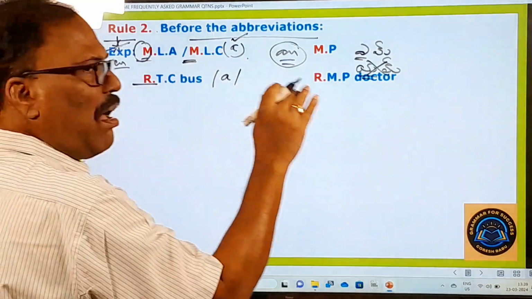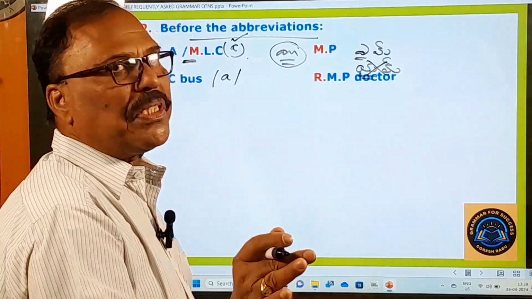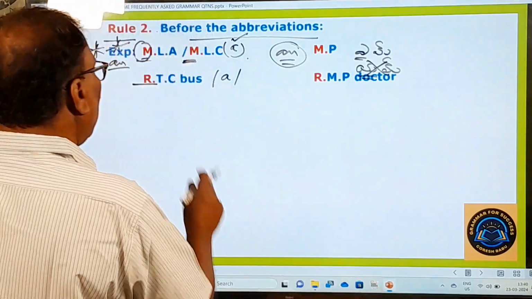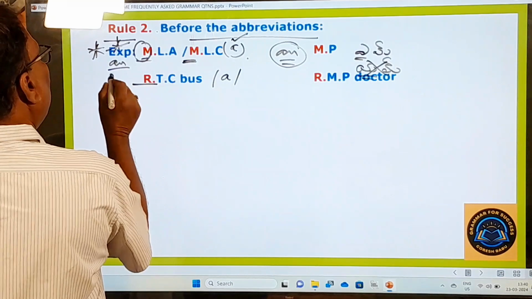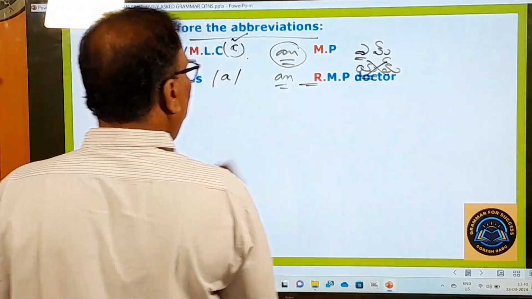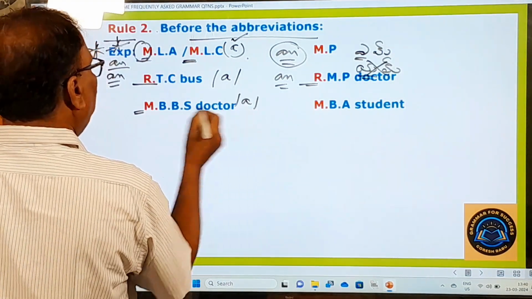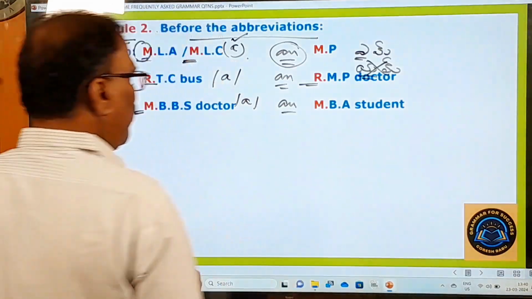A, E, I, O, U are always vowel sounds, in Telugu as well as in English. Here RTC bus gives a vowel sound, and that's why we say an RTC bus. An RMP doctor, an MBBS doctor, an MBA student.